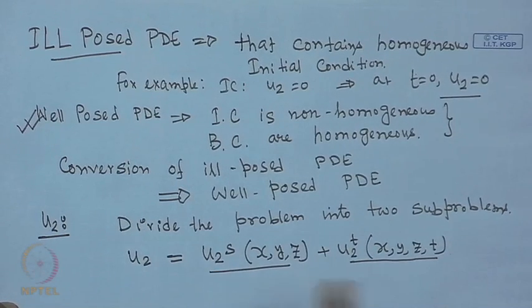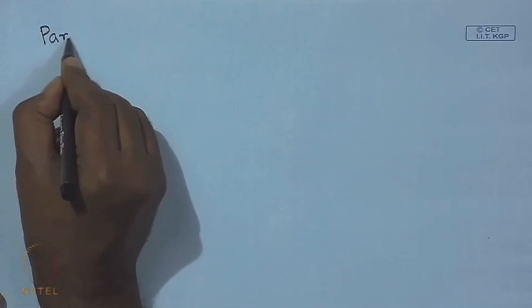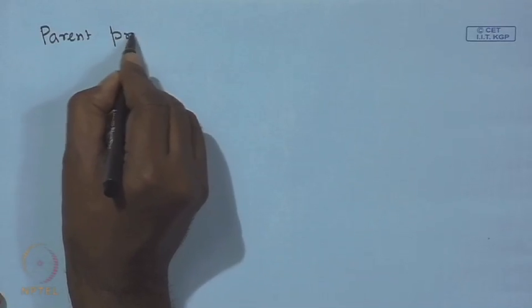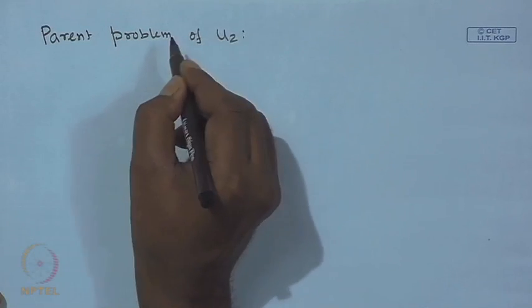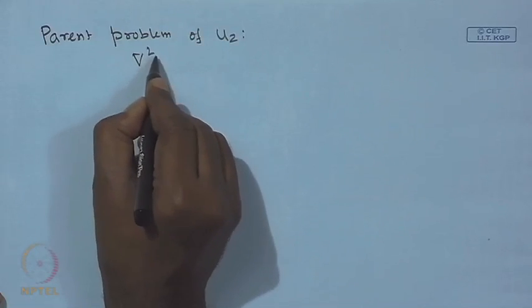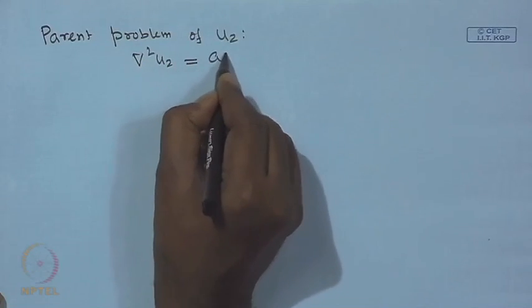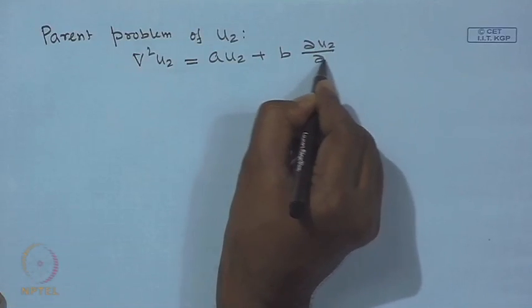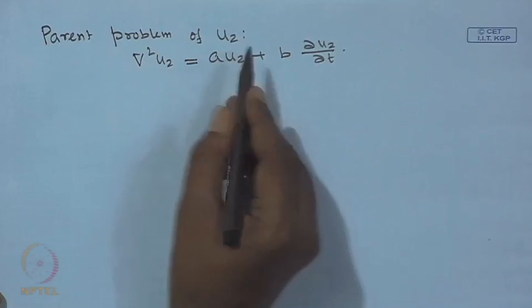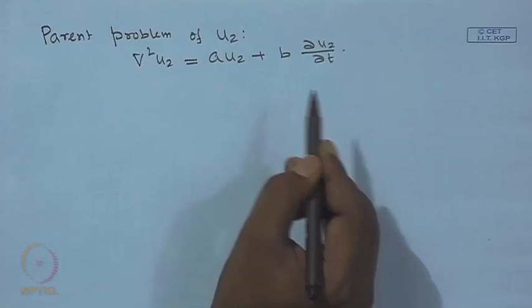For that, we take recourse to the same method as we have considered earlier. So, let us look into the parent problem for u2. The mother problem for u2 is grad square u2 is equal to a u2 plus b del u2 del t. So, we write down u2 is equal to u2s plus u2t.